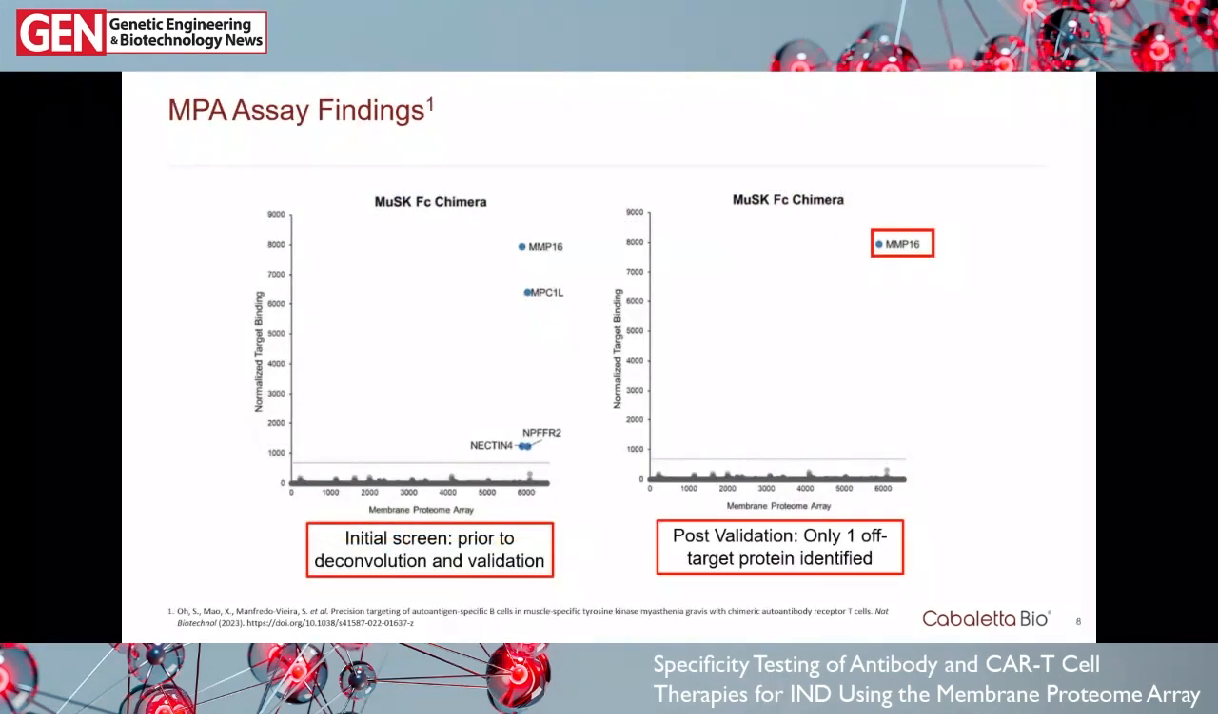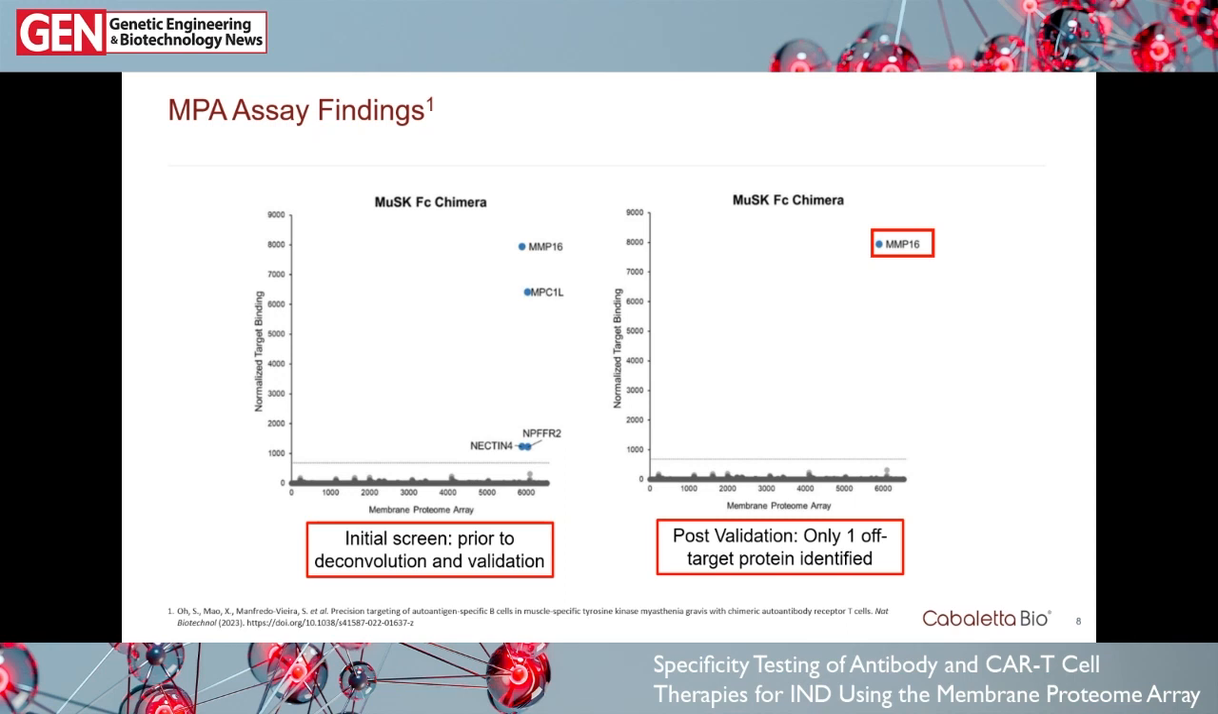Right, so here is the data that we received from our initial screening. The graph on the left has the y-axis showing the normalized binding, and on the x-axis, each of the dots represents one of the 6,000 proteins tested. Anything below the dotted line is considered to be a non-binder for the MuSK-FC protein. Anything above the line is considered a potential binder. So as you can see, 4 out of the 6,000 proteins were shown to be potential binders for the MuSK-FC protein.